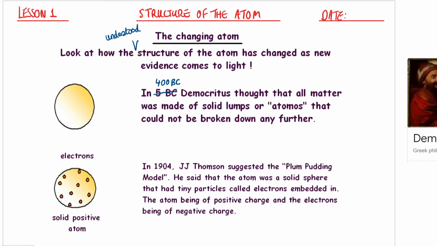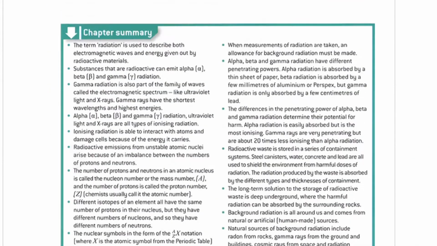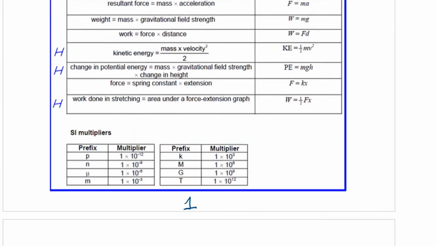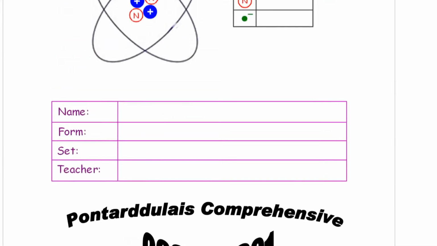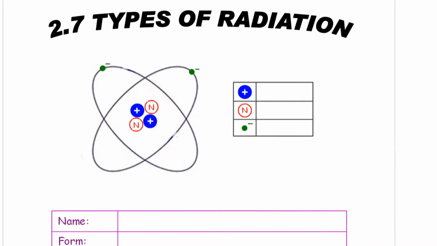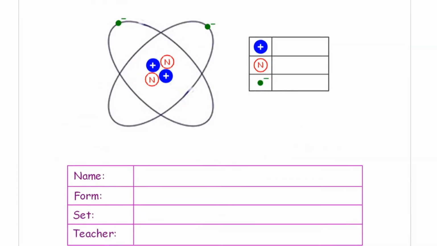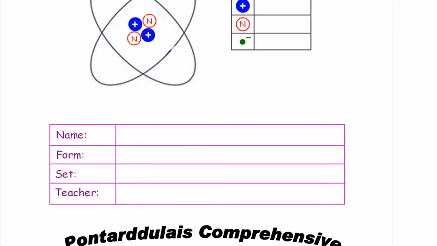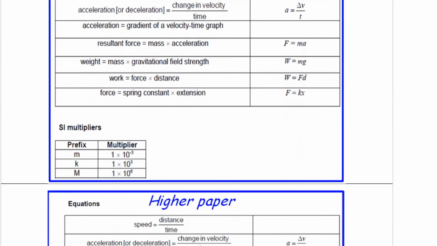Hello, welcome back. This is the first lesson, lesson 1 of the radioactivity topic for year 11 double science. Just to check you've got the right booklet in front of you for this topic. The front looks like this: Types of radiation. Can you please make sure that you fill in the front of the booklet?